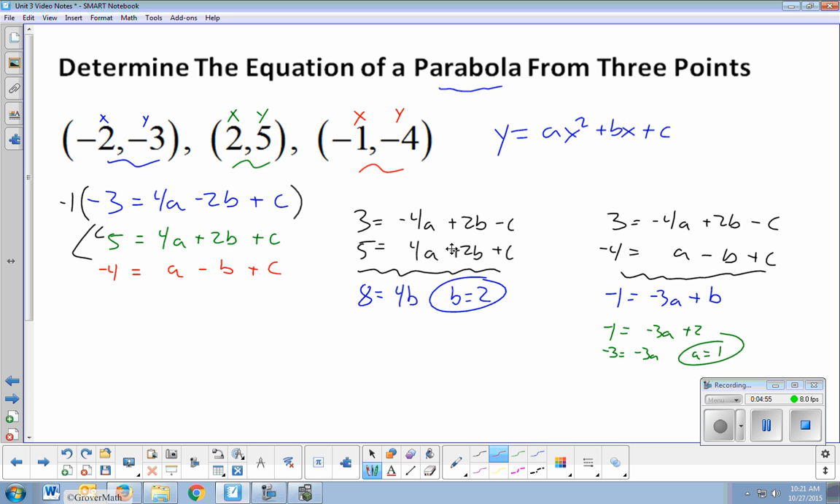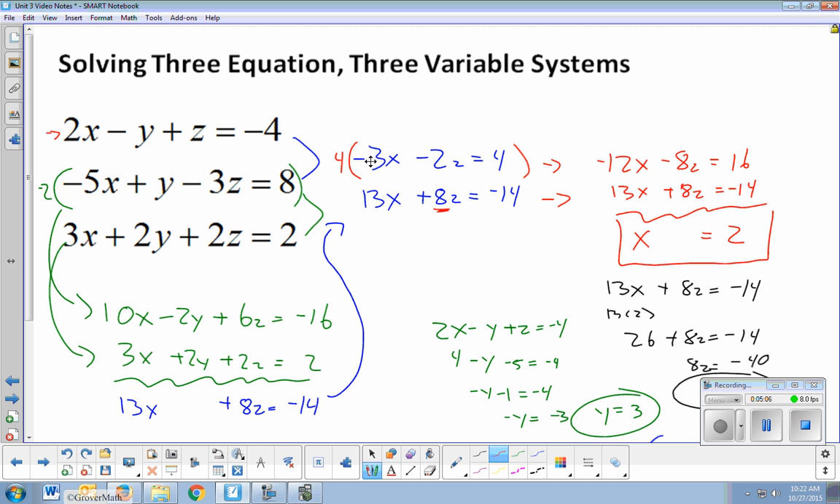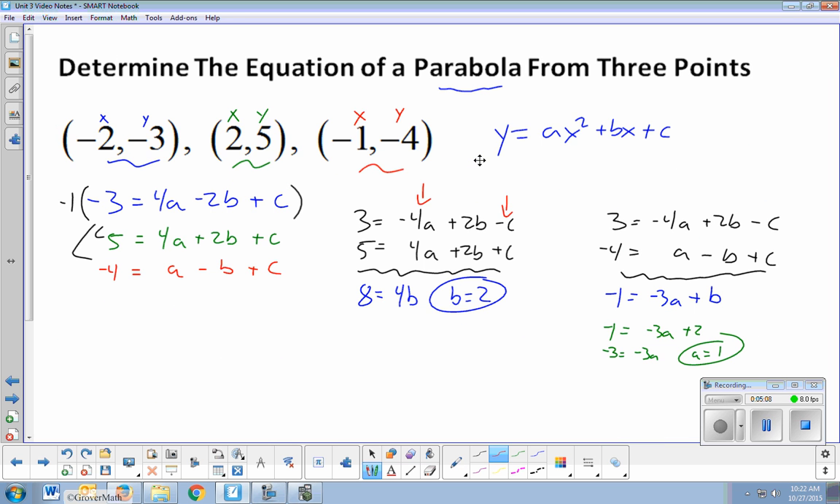But remember, this isn't always going to happen like this. Sometimes you'll be lucky and you'll get multiple columns that cancel out like we did here. But if not, I would just do the two variable system like we did here, where it's basically the same thing. I'm trying to eliminate a variable, that whole process.